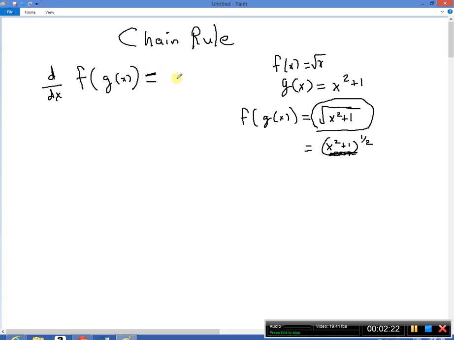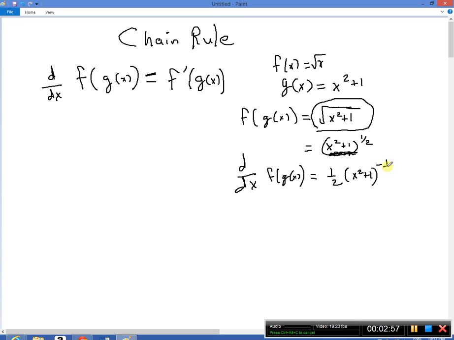And what you have to do, according to the chain rule, is to take the derivative of the outer function. So in this case, you take the derivative of the outer function. So this would be 1/2 times whatever is here to the negative 1/2. And yes, you would plug in whatever is there. But the chain rule says you're not done yet. So the derivative of f of g of x in this case would be, sure, 1/2 times x squared plus 1 to the 1/2 minus 1, which is negative 1/2.